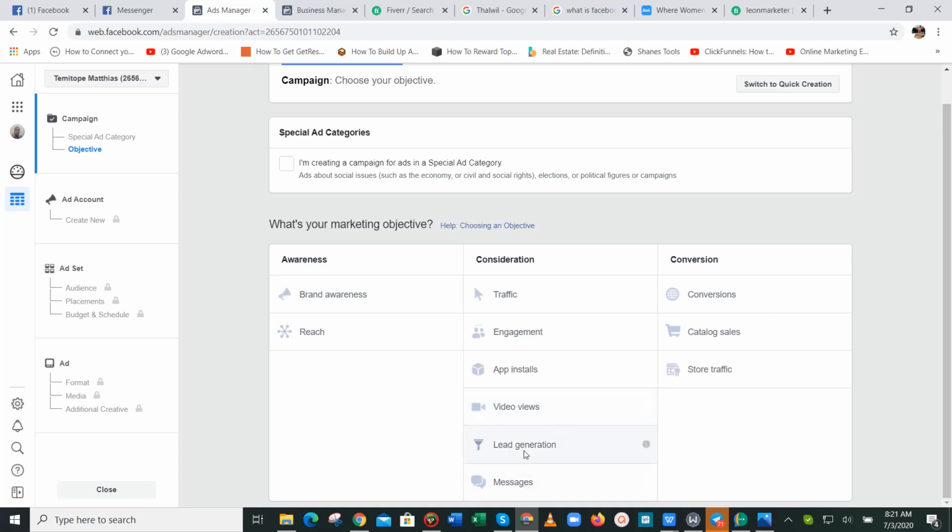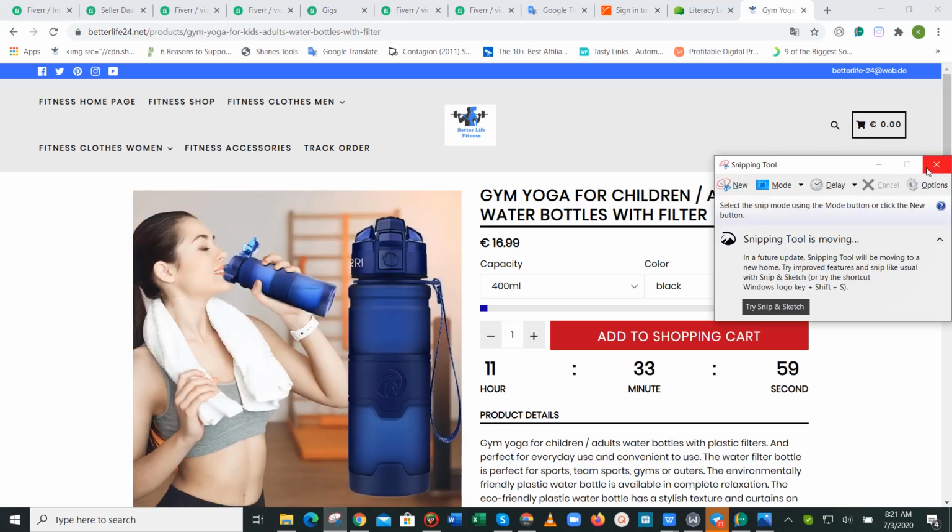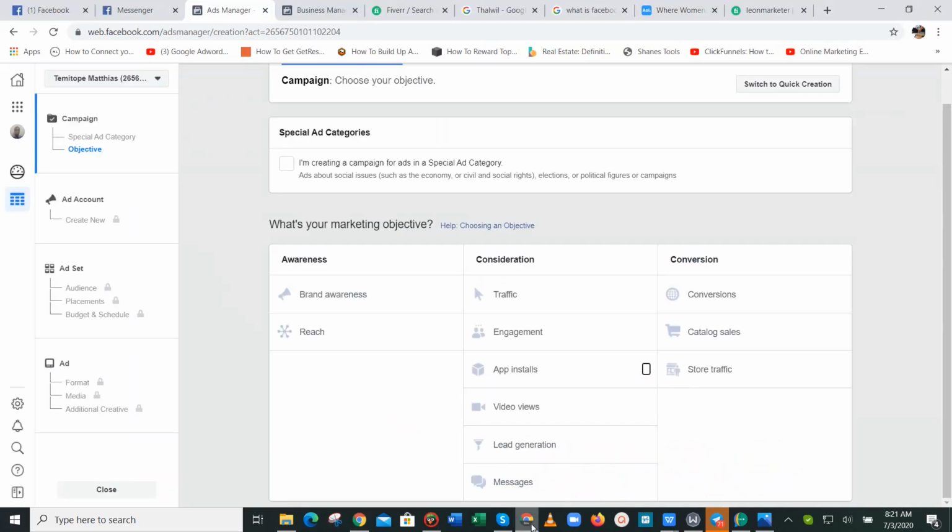Maybe you want to generate leads. This is mostly common for people in the real estate industry. Maybe you want to get messages, you want to seek people's opinion about what you are offering. Maybe your main goal is just to get conversions. It is mostly used for B2C, just like what you are doing now. These people are offering fitness products, so it means that you can create a conversion ad for them.